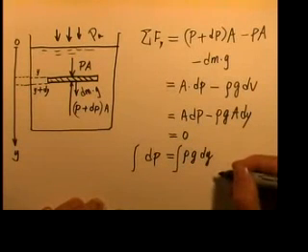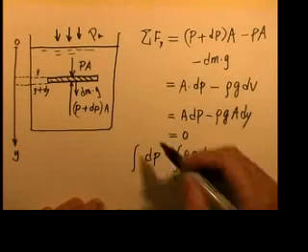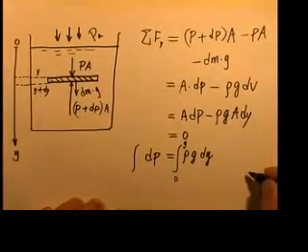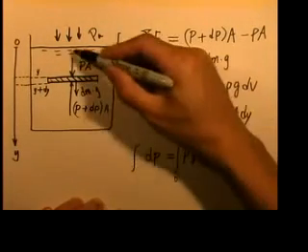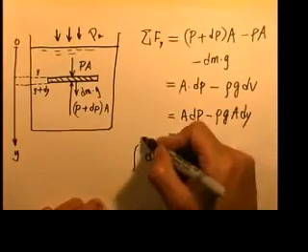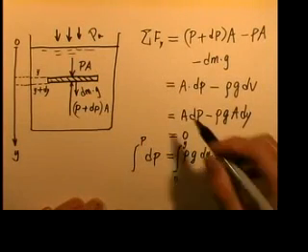Okay, on the right-hand side, depth y starts from zero and ends up at a certain value, y. Meanwhile, what happens to the pressure? The pressure starts from here, that's y equal to zero, and ends up at whatever pressure is at depth y, from the initial pressure at the surface.